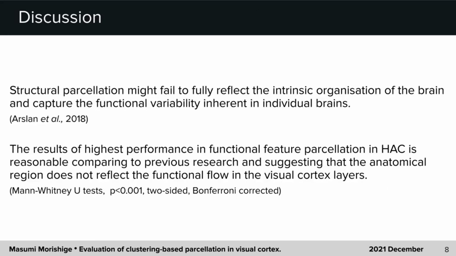Next, we would like to interpret these results. Previous research said that the structural parcellation might fail to fully reflect the brain's intrinsic organization and capture the functional variability inherent in individual brains. Therefore, our results are reasonable in that parcellation maps generated by fMRI data reflect the functional flow in visual cortex layers compared to the anatomical parcellation map.